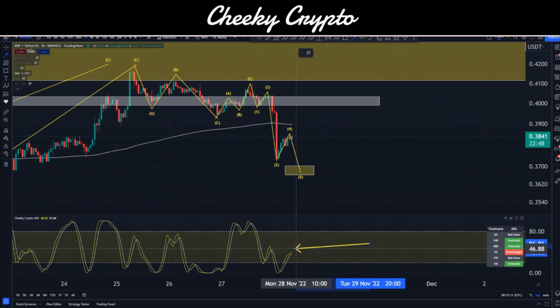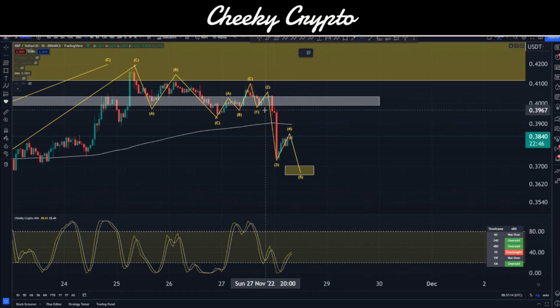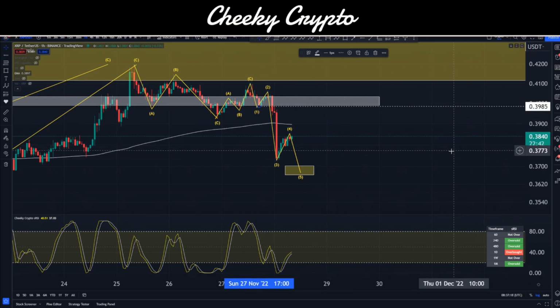Okay, and I'll talk about that in a second. In fact, actually let's do that now. Let's go ahead and draw a line right here. This one would be invalidated if the price goes up higher than 39.85 cent. Okay, that's this dashed line up top.